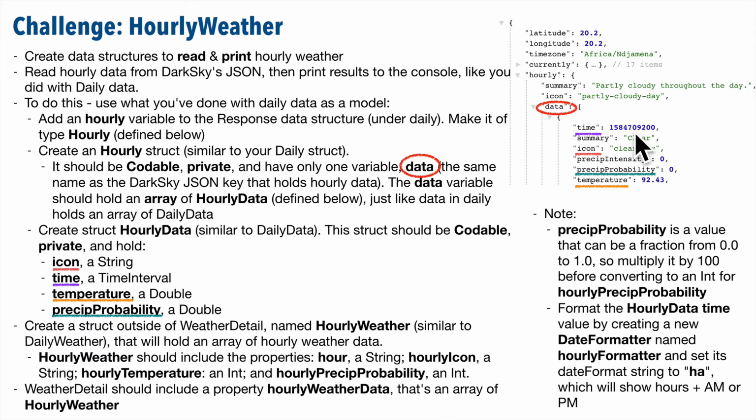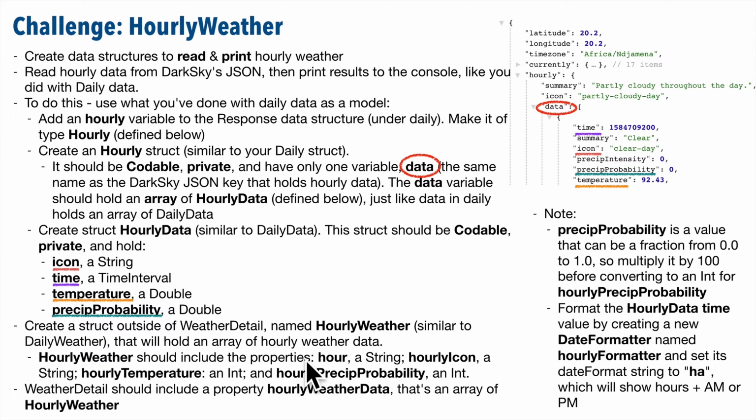Now we'll be getting that data from inside of the data array that's inside of hourly. So the data is slightly different. Some of the things that we need to do are the precip probability that you'll see in here is actually recorded by DarkSky as anywhere from 0.0 to 1.0. So we're going to need to multiply this by 100 before we convert it to an int. For hourly data time, we're going to create a new date formatter that's going to be an hourly formatter. And instead of the current one that has the date format EEEE, this is going to have lowercase h, lowercase a with nothing in between. That's going to show hours plus AM or PM.